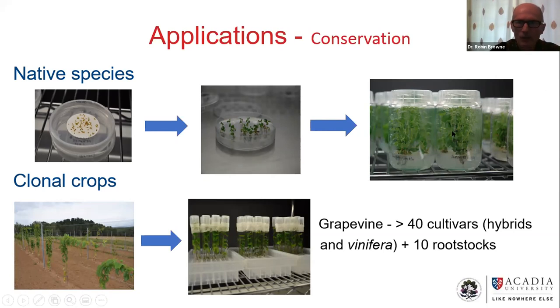One in particular would be Kew Gardens in the UK. It can also be used for conservation of clonal crops, such as grapevine. But in this case, of course, we're concerned with maintaining clonal integrity. So the starting material would be shoot material from vineyards. So we collect shoots, establish them in culture, maintain the lines in culture. So we've been successful with our program, establishing more than 40 cultivars in culture, including hybrids and vinifera lines, as well as 10 rootstock.